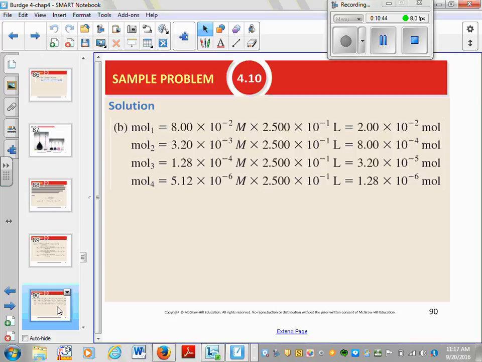Similarly for number 2, number 3, and number 4, all you do is take the concentration and multiply it by the volume. It'll tell you the number of moles. So now, of course, if you have the number of moles, you can figure out the number of grams if you know the molar mass of the substance. Questions? You okay with that?